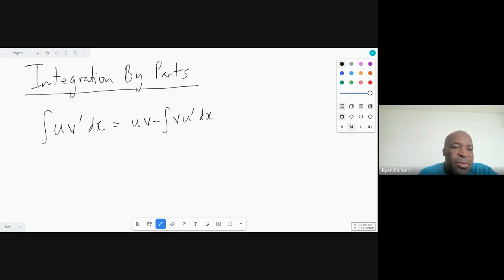So standard representation is as on the screen. We have the integral of u times v dash with respect to x is equal to uv minus the integral of v times u dash with respect to x.